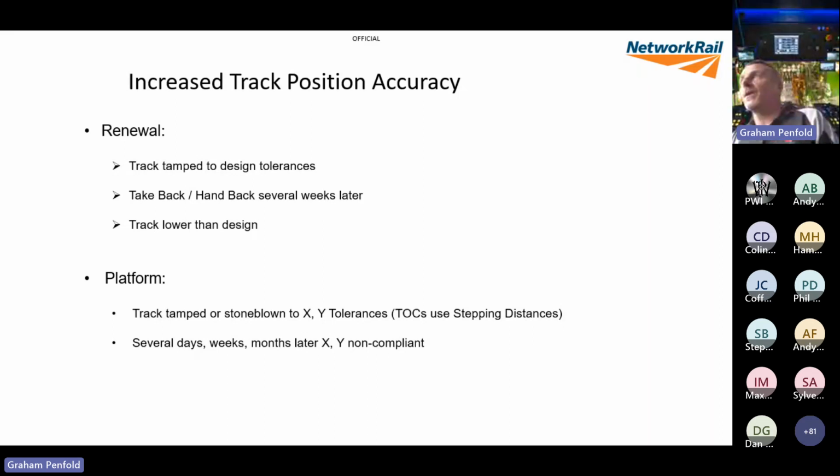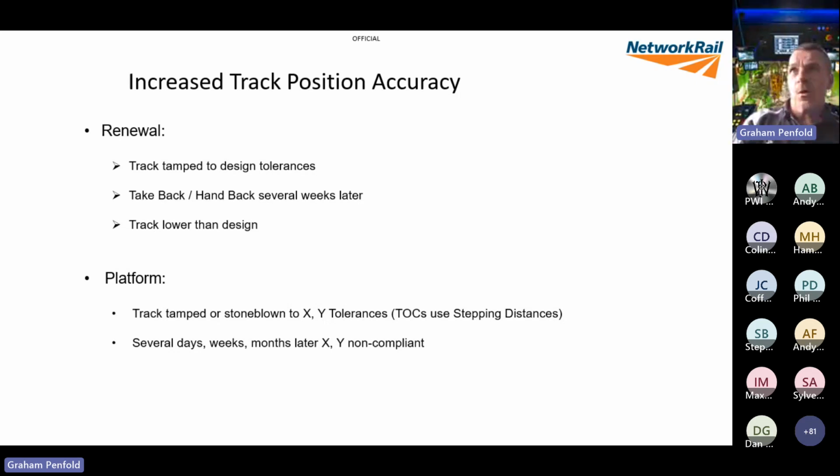So you could be on a rural platform where you stone blow it, and due to the residual lift and your design lift, it could take weeks. And then as the track settles, you become compliant, then will settle below your distances and become non-compliant. I've been trying to explain to gauging engineers that we'll do work and it will generally be non-compliant with a view to it settling to become compliant, and people are now just starting to get the message.